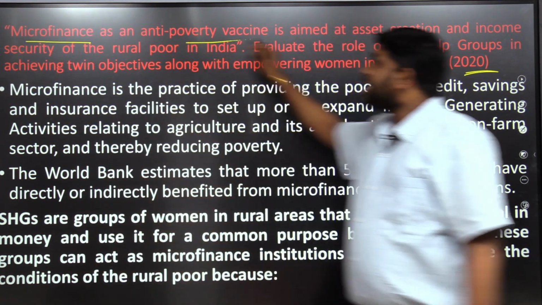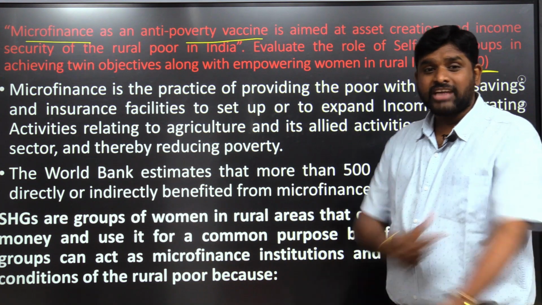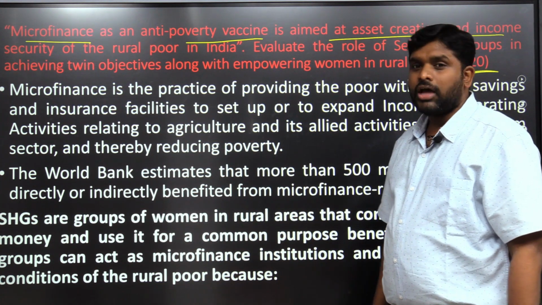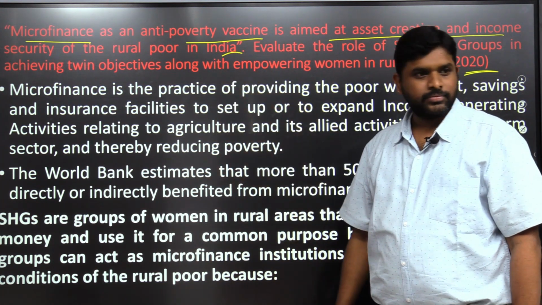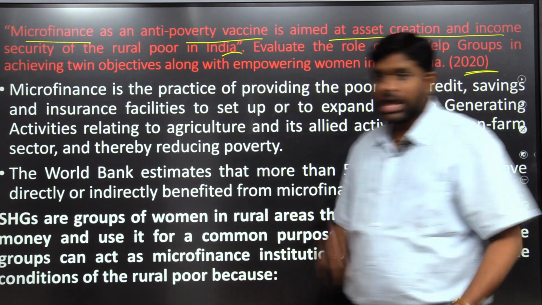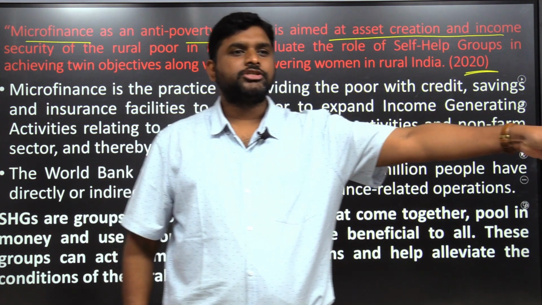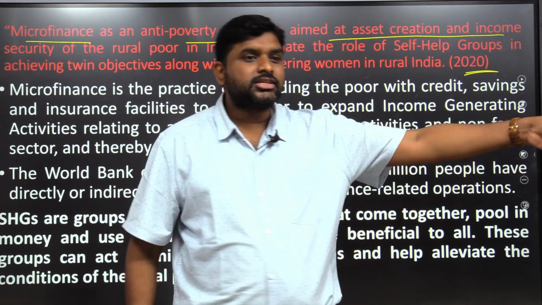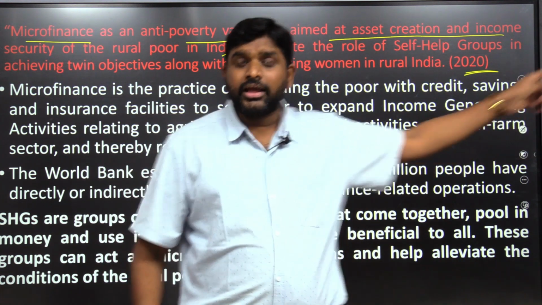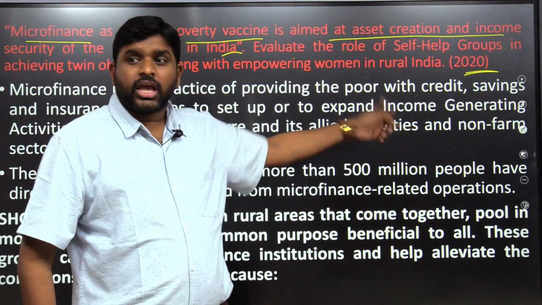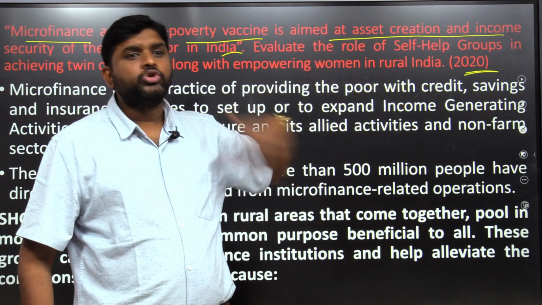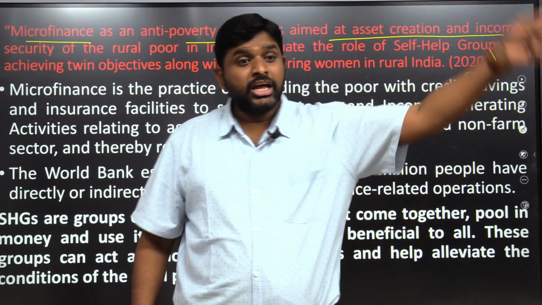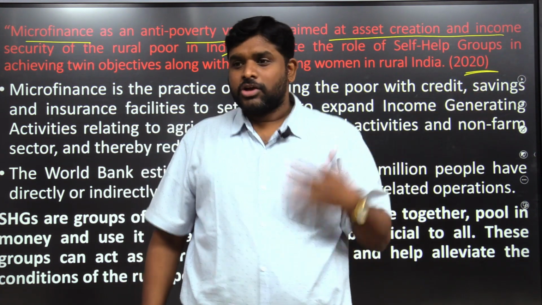Microfinance as an anti-poverty vaccine is aimed at asset creation and income security of the rural poor in India. It's a vaccination. I have a problem, oh, there is a microfinance institution. COVID came, there is Covaxin. Problem, daughter's marriage is there, there is a microfinance institution. Earlier, I needed to go to the money lender, with exorbitant interest rates, whatever I had used to be taken away. But now there is an institution called microfinance institution, which is regulated by RBI guidelines. So no need to worry.